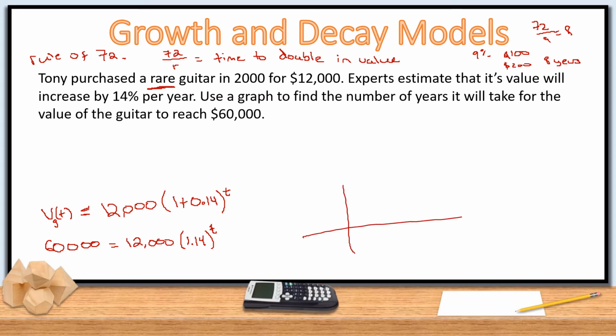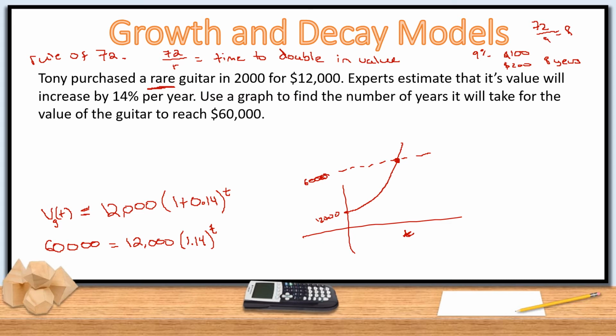So this time it's going to look something like, 12,000 is my starting point, and this thing is exponentially growing. I'm going to go up to 60,000, put a line in, and I'm interested to know, when does the value of the guitar reach 60,000? What is that value for T? So let's put in our calculator and see. So in Y1, we've got the 60,000, and Y2, I've got 12,000 times 1.14 to the power of X.